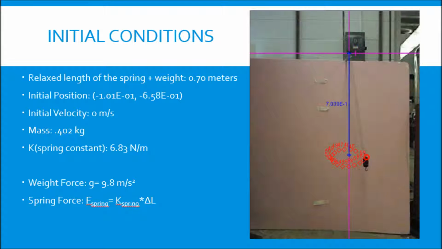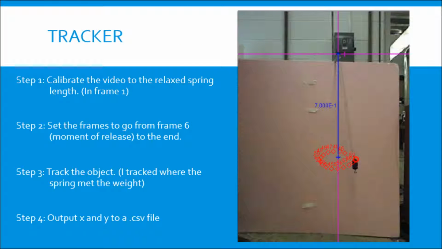Alright, then we went to Tracker. We calibrated the video based on the length of the spring, which is 0.7 meters. Step 2, we set the frames to start at frame 6, which is the moment of release. Step 3, we tracked the objects with auto tracker. And step 4, I output the X and Y values to a CSV file to use later in the Python model.